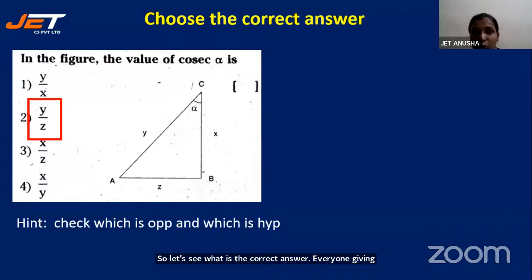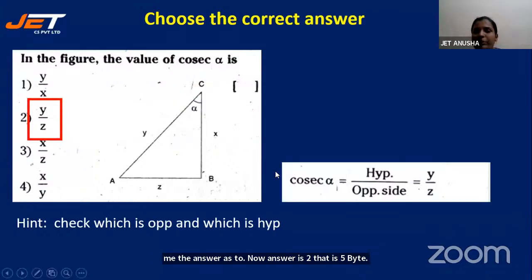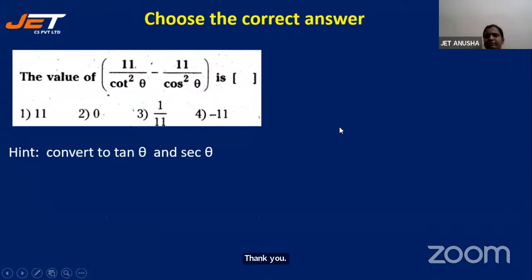The answer is 2, that is Z by Y. Very good, Gayatri, very good. So many gave me correct answers. Rohini, Sai Teja. So let's see. Cosec alpha is equal to what? Hypotenuse by opposite side. That is nothing but Z by Y. This is your hypotenuse and this is your opposite side. So it is nothing but Z by Y, right? So we'll go with the next one.